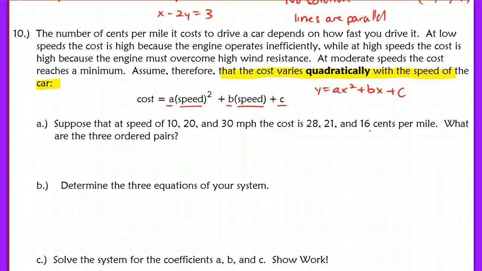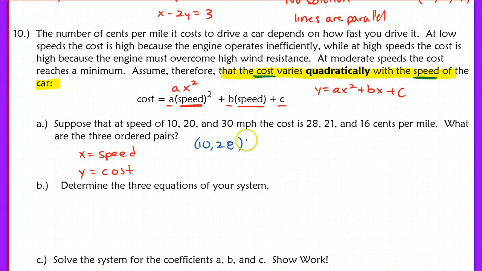The first thing I want to do is define my variables. Notice how this is ax squared. So x here is my speed, and y equals cost. You can kind of also tell that based off of our beginning sentence here when it says cost varies with speed. Remember how y varies with x when it's linear? It's the same thing for quadratically. So we've got y is our cost, x is our speed, and our 3 ordered pairs then would be (10, 28), (20, 21), and (30, 16).